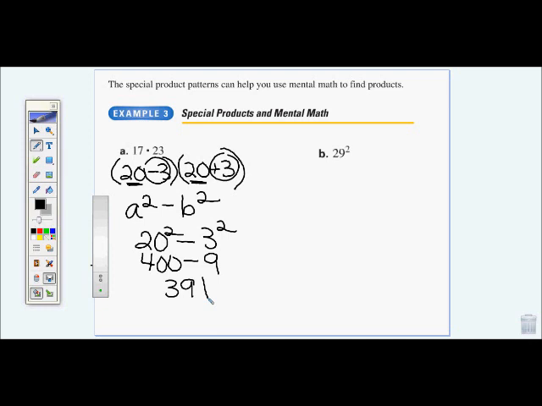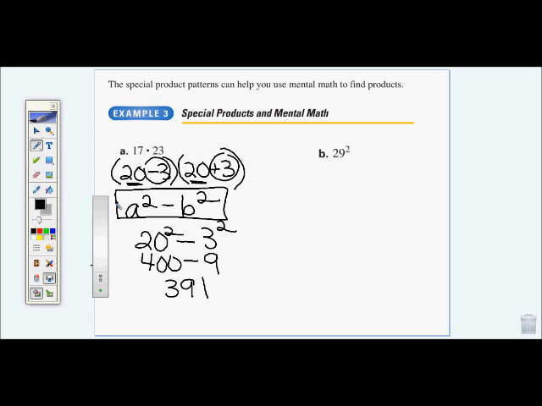You need to look to see if there's a way we could use one of those products, because both of these numbers could be used with a sum and difference of 20. We could go ahead and apply the sum and difference pattern.